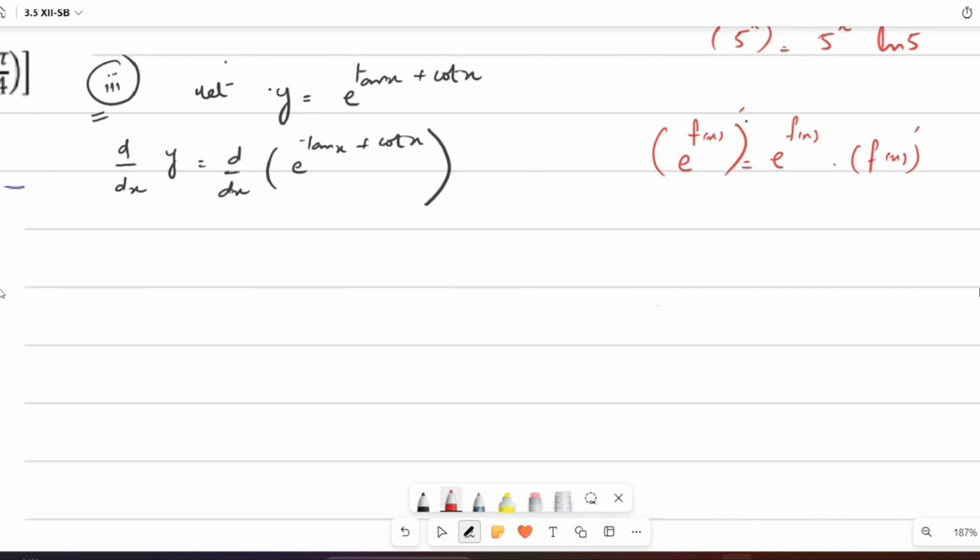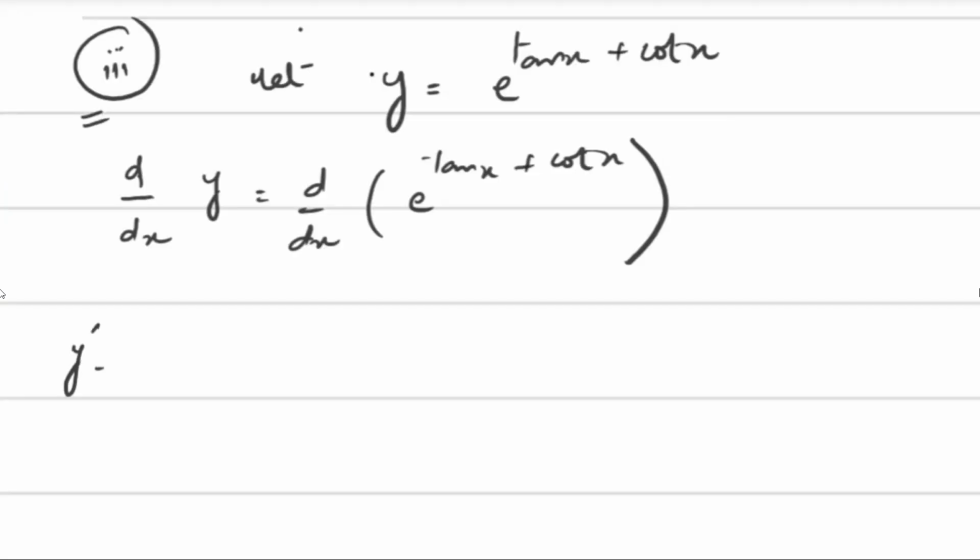And if e raised to the power f of x is there, the function e raised to the power f of x will stay the same, and then we have to take the derivative of the function in the exponent as well. So here the derivative of y is equal to e raised to the power tangent x plus cot x, times the derivative of tangent x plus cot x.